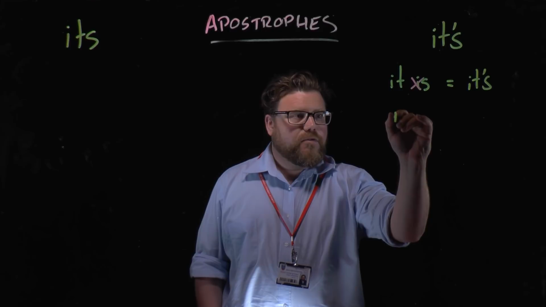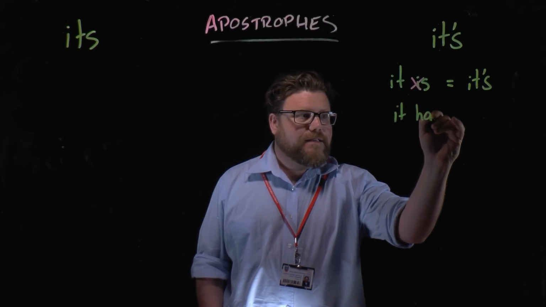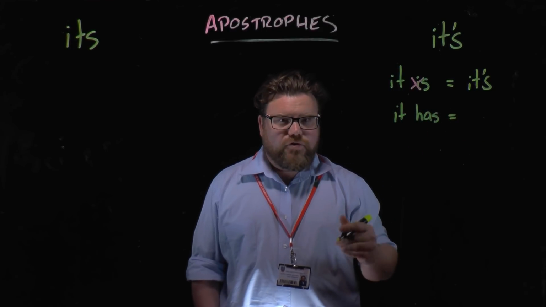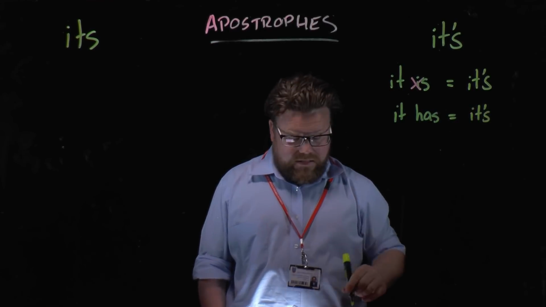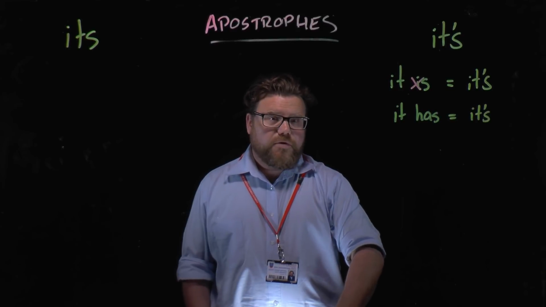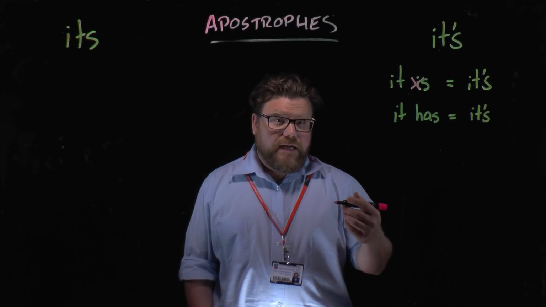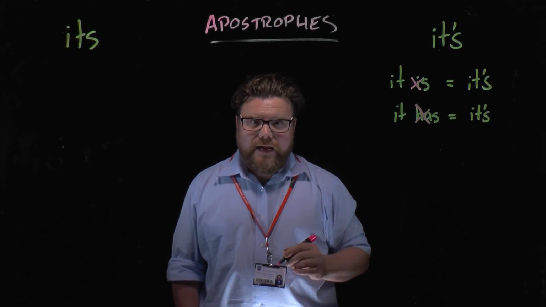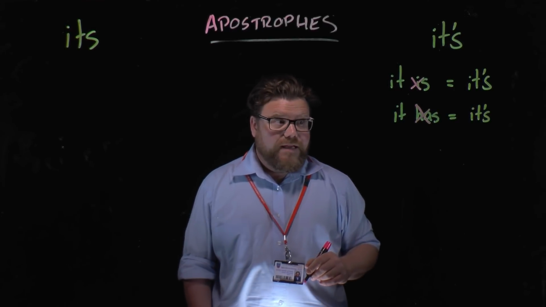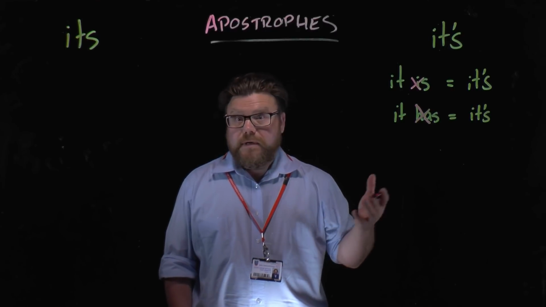If you were to take the two words it has and contract or collapse those two words into the single word it's with an apostrophe, the apostrophe in this case is indicating to the reader that there are some letters missing, and in this case they are HA. It has, as in it's been a lovely day today.